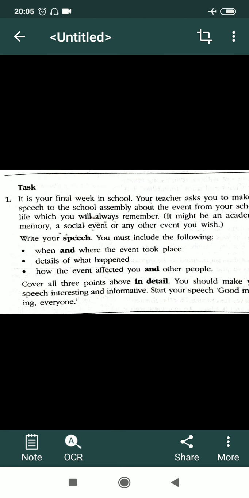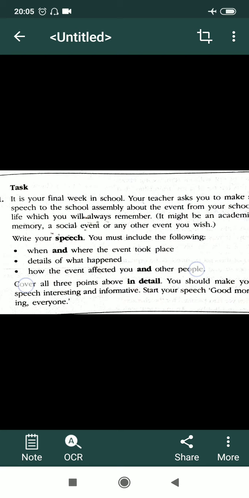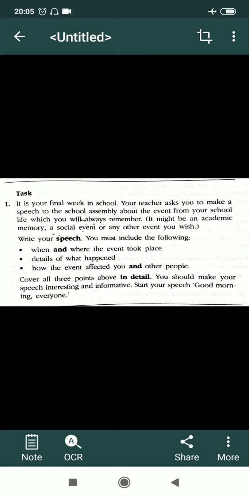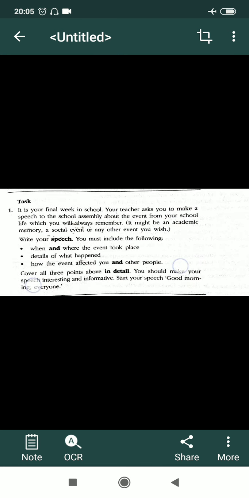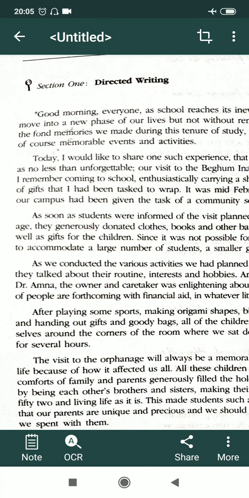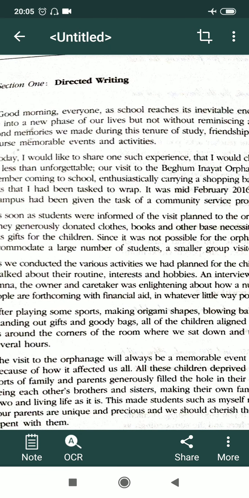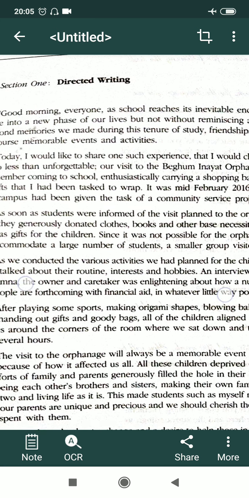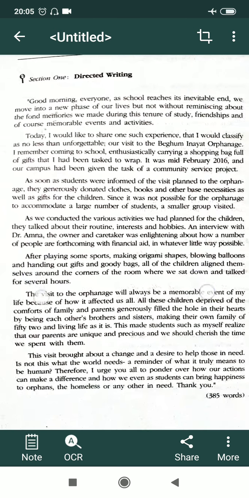This was the speech I asked you to write. It was your final week in the school. Your teacher asked you to make a speech in the school assembly about an event from your life which you will always remember. And I also gave you the model of this speech, I mean the example of this speech, like good morning everyone as school reaches. So I asked you to read this speech and write the speech yourself. Do not copy the same speech. Write your own speech. So you must have done it.